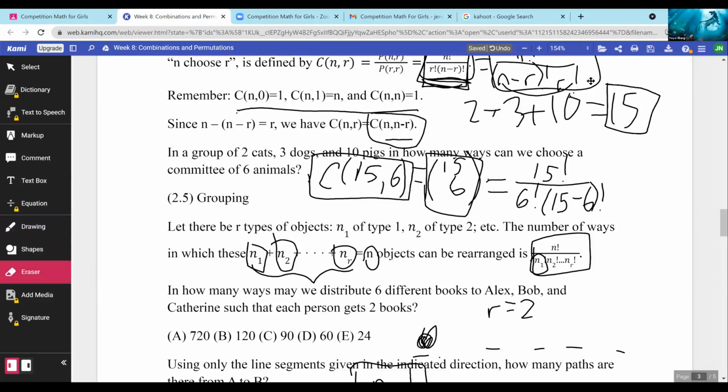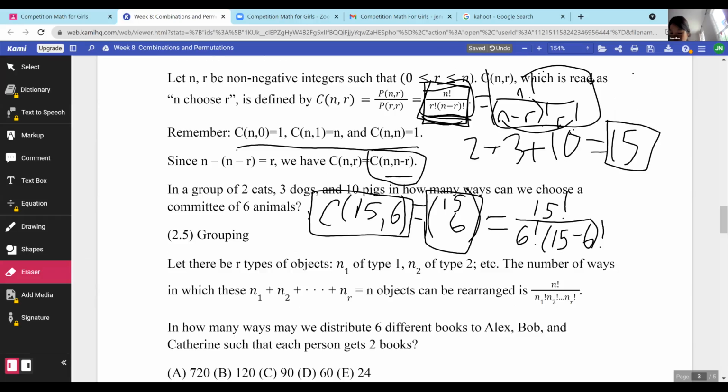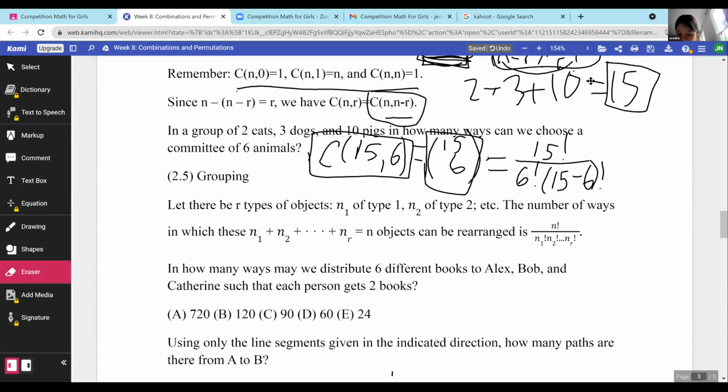Wait, so for the grouping thing, how are we supposed to do every one of these factorials? Well, usually for these, the calculation won't be too hard. It'll be mostly small numbers such as 2 factorial or 3 factorial in the denominator. For instance, we could look at this problem.